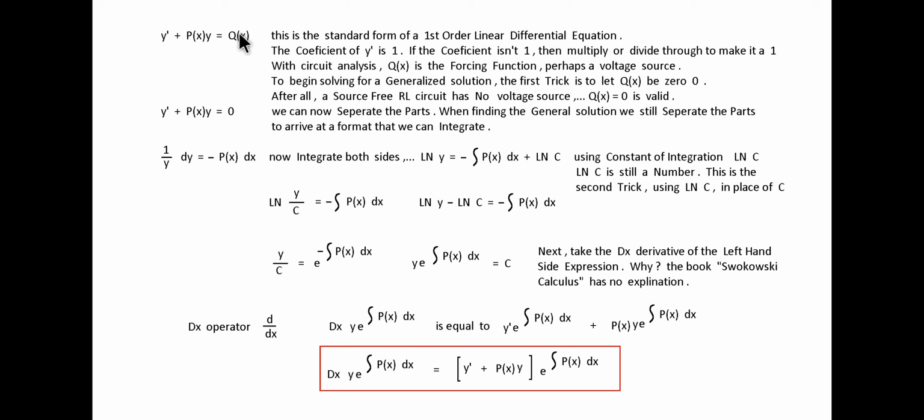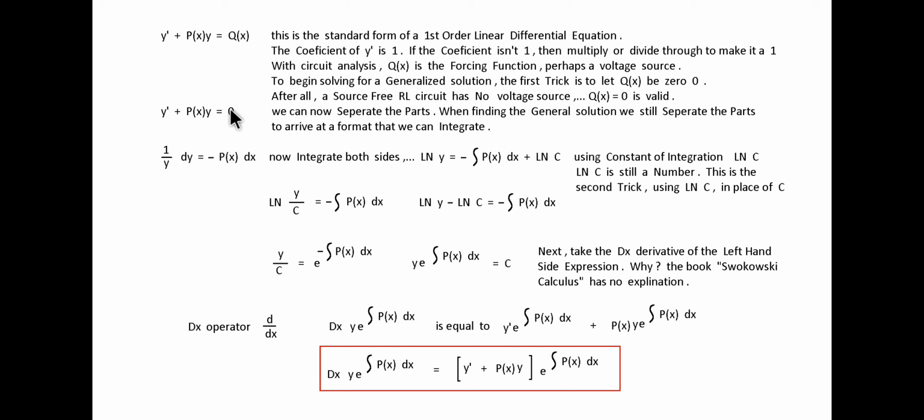Q of x in the context of circuit analysis could be a voltage forcing function. Like with an RL circuit, we're doing a source-free circuit. The analysis starts when the voltage source is 0. So 0 is a reasonable, valid value for Q of x.